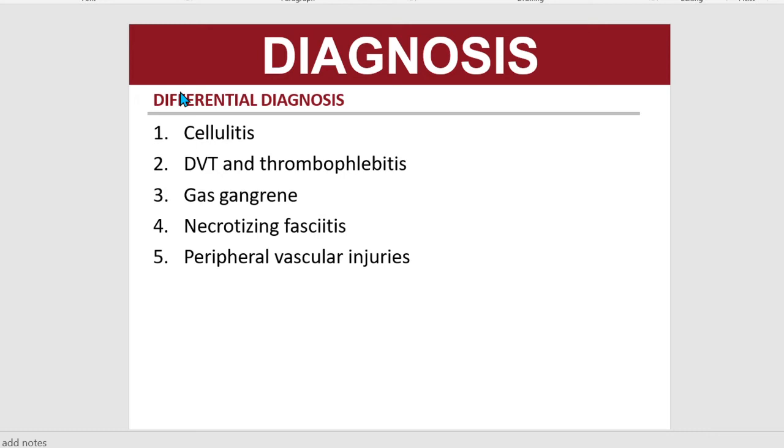So, differential diagnosis for compartment syndrome. You must learn how to identify if the patient's problem is cellulitis, DVT or thrombophlebitis, gas gangrene or necrotizing fasciitis, or peripheral vascular disease. These differ from compartment syndrome. Let's say for example cellulitis. Compartment syndrome presents with pallor, paleness, cold, clammy skin because there is no arterial supply. So it is cold, but cellulitis is warm.